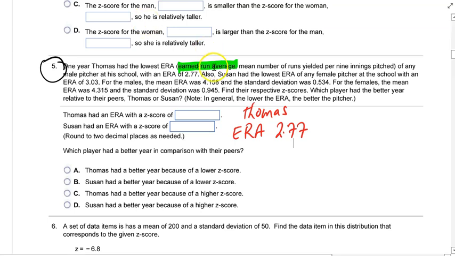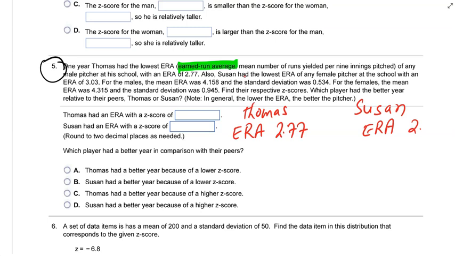And also Susan had the lowest ERA of any female teacher at the school, with an ERA of 3.03. Therefore, here Susan has an ERA score of 3.03. Okay, remember that these are the data items. That means among the male teachers at the high school, this is the Thomas ERA, which is 2.77. Susan's ERA is 3.03.